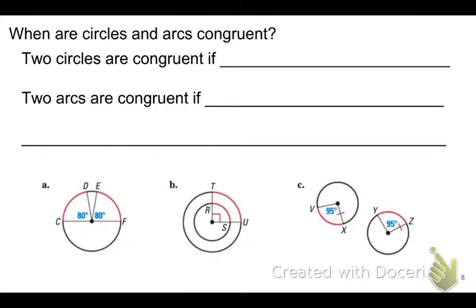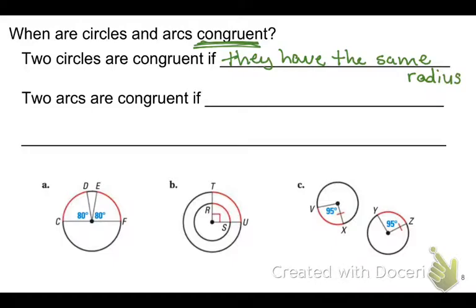Now this has to do with circles and arcs being congruent. Remember, congruent means that they're equal to each other, or they're the same. So two circles are congruent if they have the same radius. Also the same diameter, but the basic definition is that they have the same radius. And that's for circles.